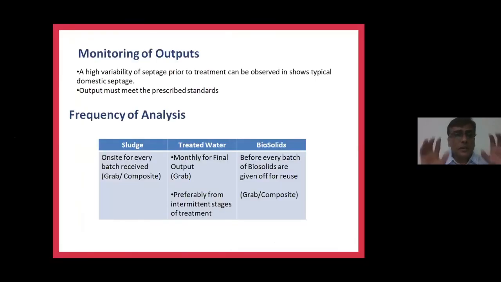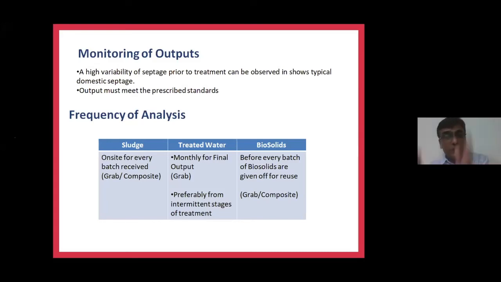Coming to the monitoring frequency. When I talk of sludge, as I told you, an on-site analysis, and then later a grab sample or a composite sample for every batch of sludge is good enough for analysis. For treated water, if it's a continuous system, the monthly output can be checked. But of course, in a quality assurance or quality control manner, preferably at the intermittent stages of treatment, samples should be collected and analyzed based on the parameters already discussed.